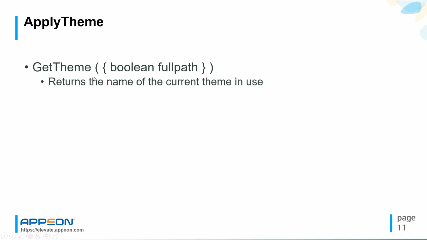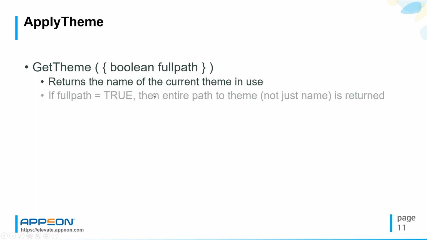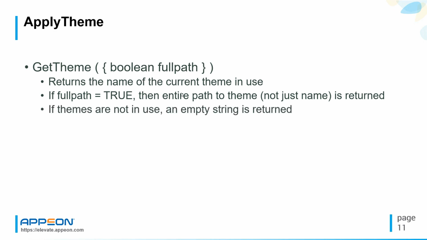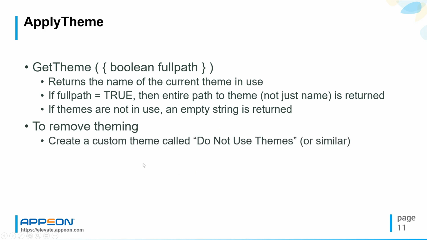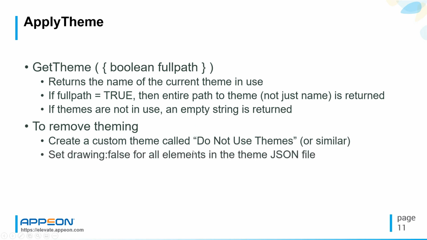There is a corresponding get theme method, and there's a Boolean argument for that. If you don't provide the Boolean, it defaults to false, and it will just give you the folder name. If you say true for that argument, it will give you the full path name to the theme folder. And if you're not using themes, then you'll get an empty string back. Now, what you can't do is say apply theme and pass an empty string and watch the theming get turned off. You have to provide a theme even to remove themes. So the way you can remove themes is to create a custom theme, and call it something like do not use themes, or something that makes sense to you, where the theming is actually turned off within the theme, and we'll talk about that.